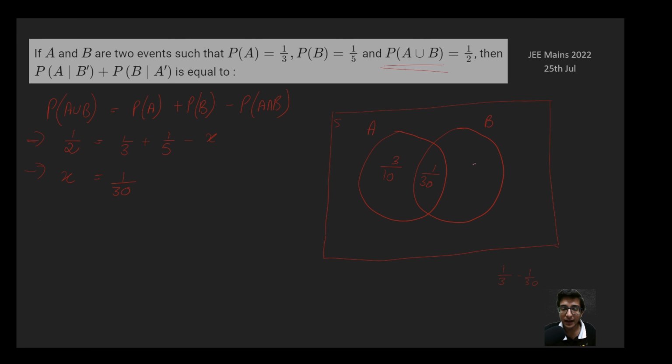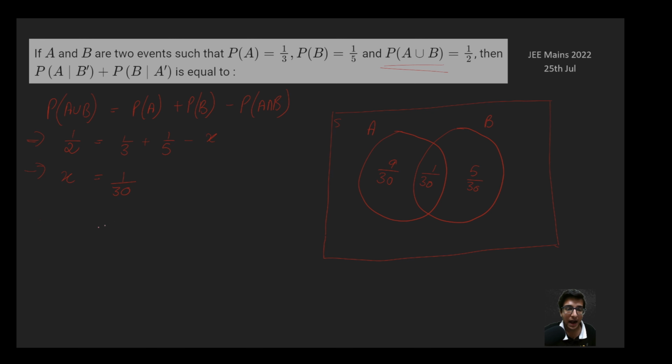And what does my B part only come out to be? My B part is nothing but 1 by 5 minus 1 by 30. 1 by 5 minus 1 by 30 would give me 5 by 30, which is 1 by 6. Or let me write this down as 9 by 30, and this one is nothing but 5 by 30, so that my calculations become easier. So I hope you know how we have found these values that are inside.